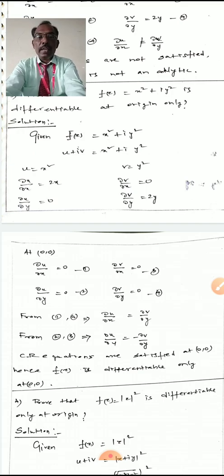What is the meaning of analytic? Derivative exists at all points. But in this problem, derivative exists at a particular point. 0,0 in this problem satisfied. Suppose 0,2, definitely in this problem does not satisfy the CR equations. So it is differentiable at 0,0 only.